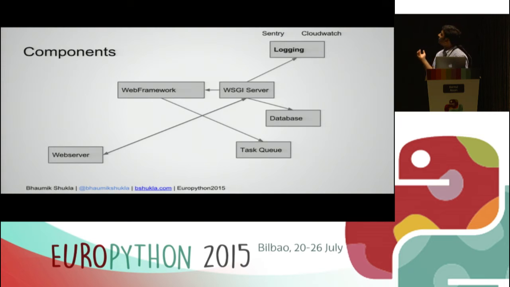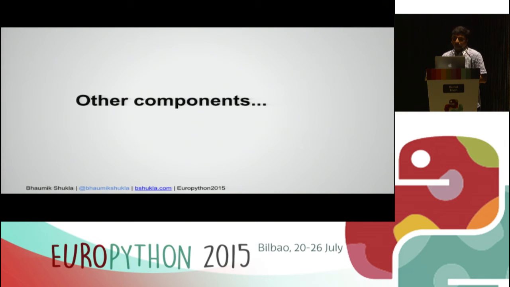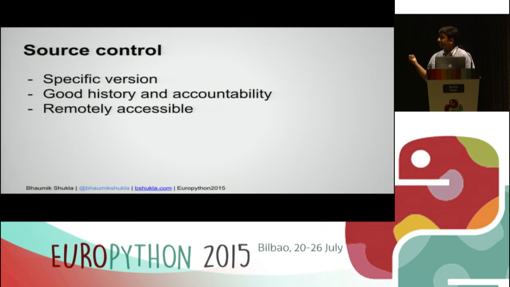CloudWatch is another option, so you can go for it. You also need to take care of other components, as I said, like source control. It's a must thing. I think everybody does this. If I want to check out some specific version, source control will do it. It also provides good history and accountability, and remote accessibility. These are the two most famous source control systems, Git and SVN. We use Git there.